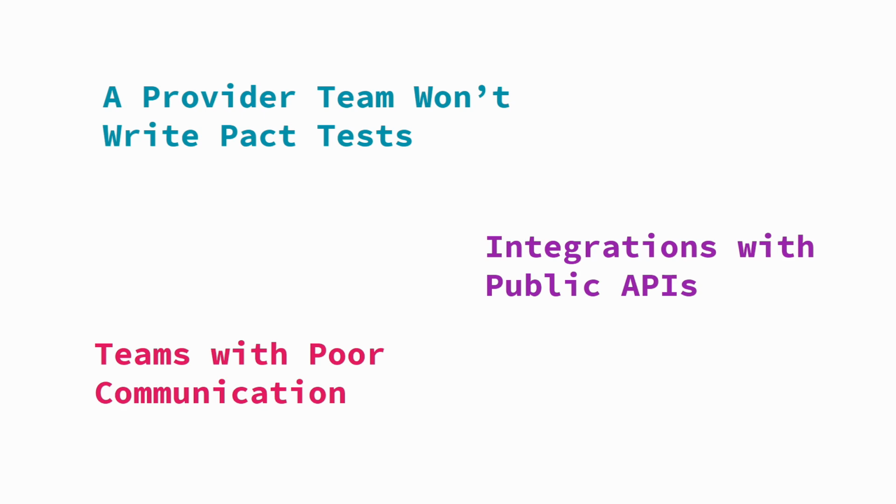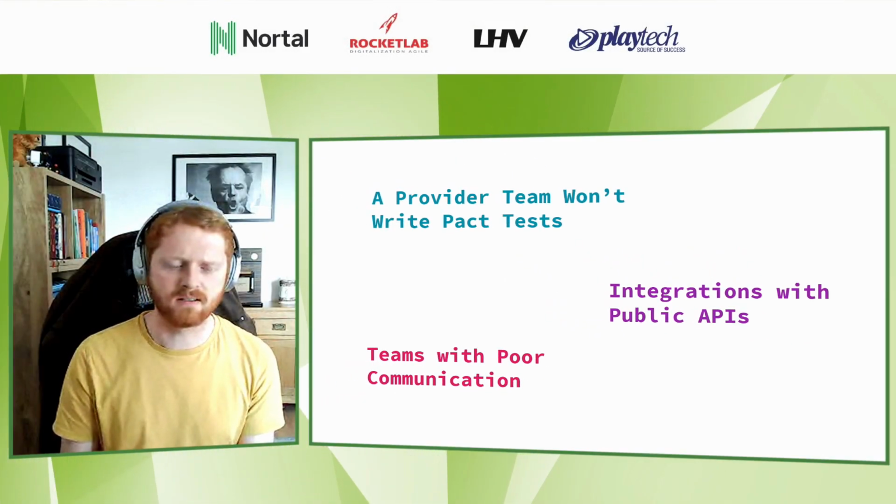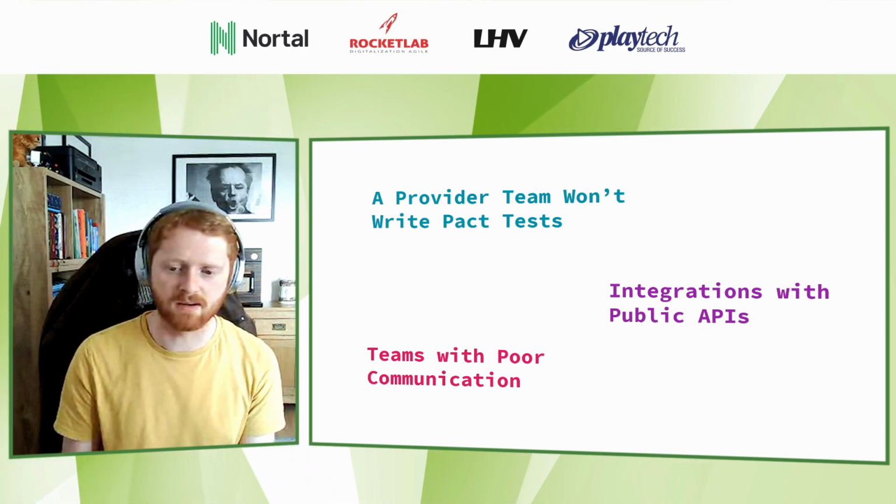The second example where this style of testing, this consumer-driven contract testing, isn't useful, is integrations with public APIs. Now, there's lots of different reasons for this, and it's a little bit nuanced. But if you go to the pact.io documentation, they talk about it a bit there.